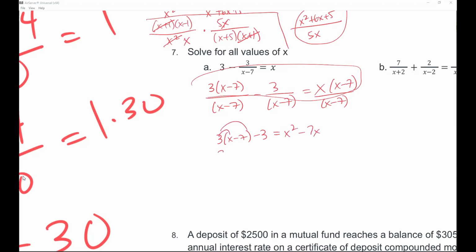Distribute, it would be 3x minus 21 minus 3 is equal to x squared minus 7x. This is minus 3x. This is minus 24. So I'm going to add the 24 to both sides, right? Because when I combine like terms it is negative 24. I add 24 to both sides. So this equals what? x squared minus 10x plus 24.